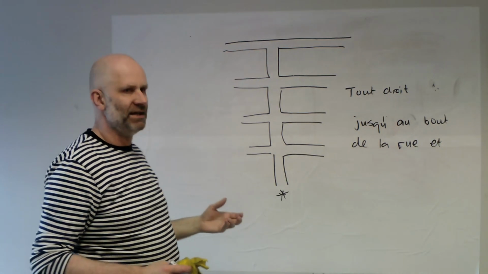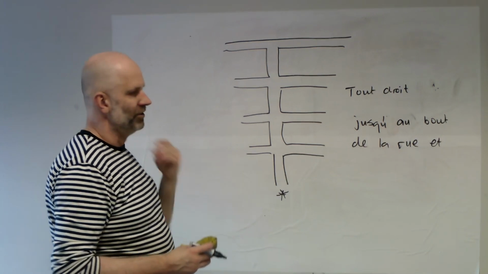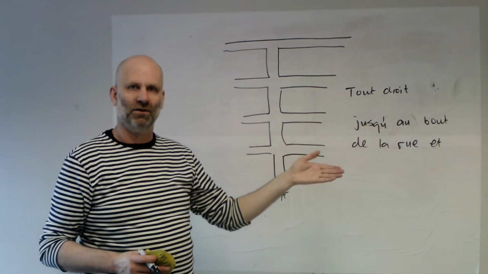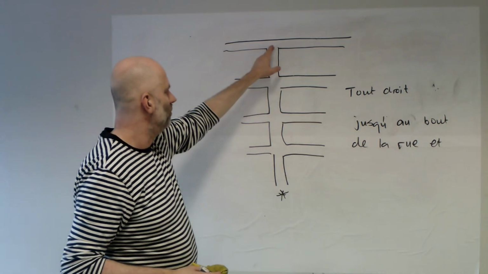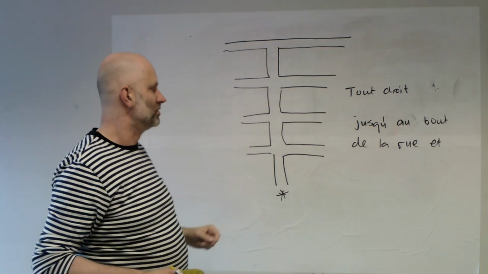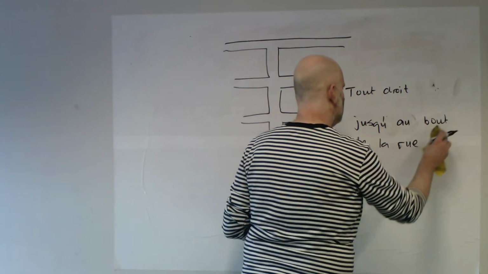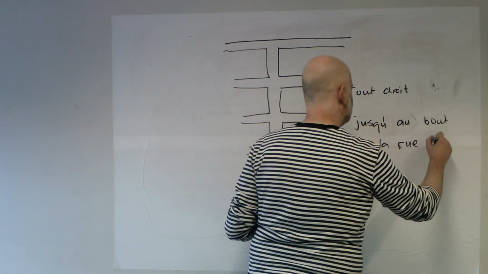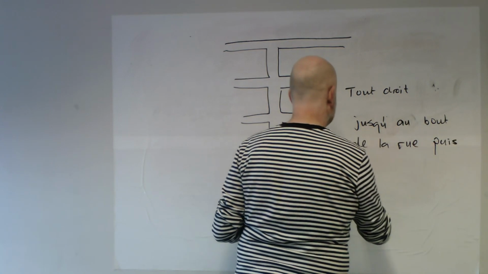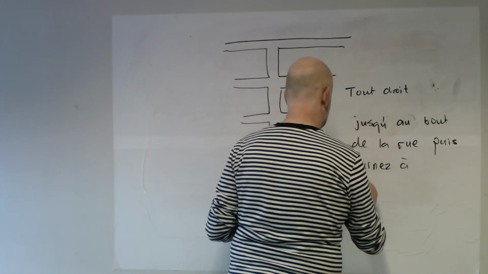turn. You only say take when there are a number of different options on the left or right, so it would be take first, second, third. When you're at the end of the road, the only things you can do are either turn left or turn right. Tu dois jusqu'au bout de la rue, and then we tourner à gauche.